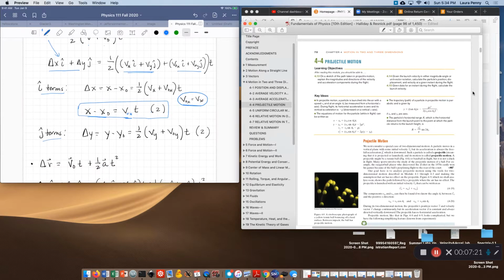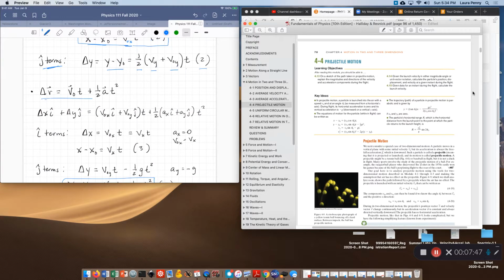If I look at it in J hat terms, I get that the Y displacement is 1/2 the final Y velocity plus the initial Y velocity, the whole thing times time. And that again looks very similar to our equation 2 from the past. It just has these Y subscripts on it.